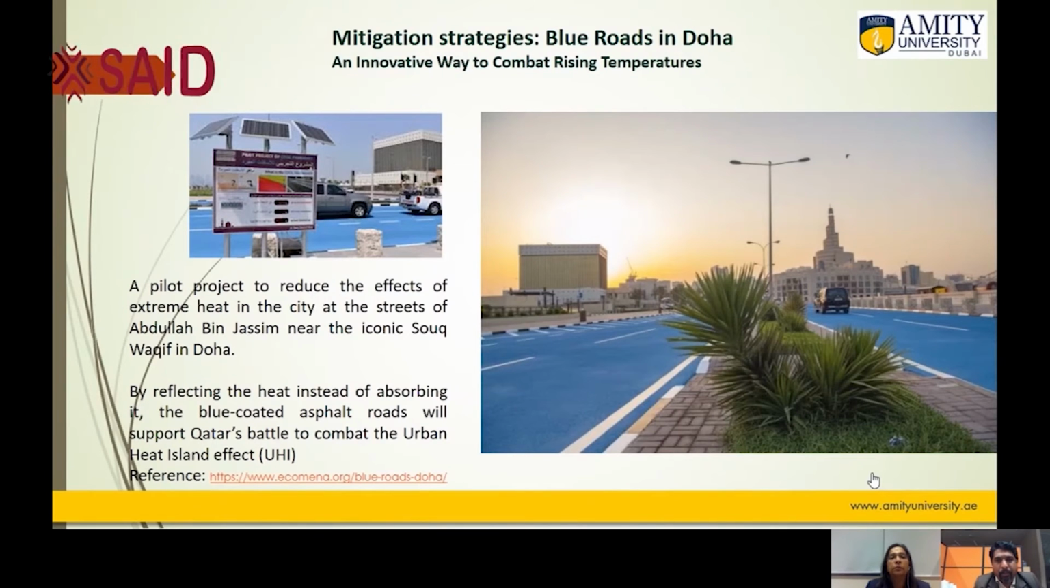One of the interesting aspects for us during our study was where we could actually understand the application of blue roads in certain parts of Middle Eastern cities. One, in Qatar, Doha, where we tested it, has given a positive result, and we actually could take this as one of the very interesting ways to battle and combat the urban heat island effect.